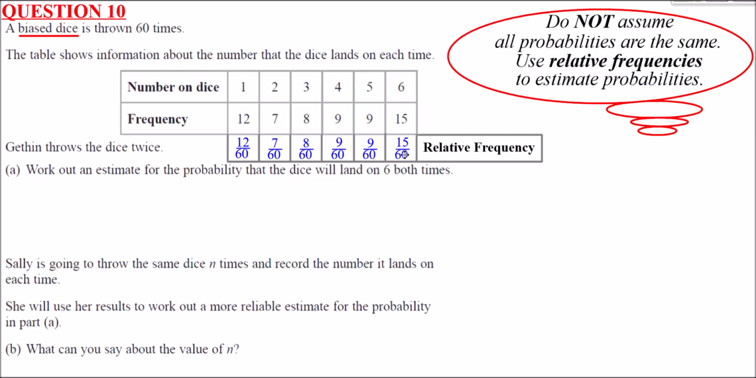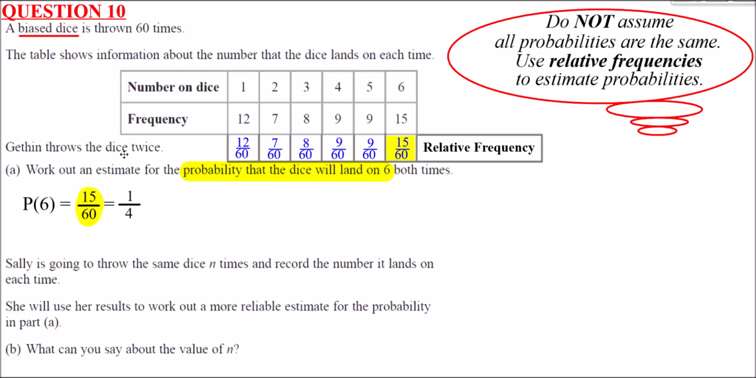15 times out of 60 it landed on a 6. Now that's a quarter. So that tells us for just one roll, that means the chance of rolling a 6 is, best guess, a quarter. 15 out of 60 goes to a quarter.